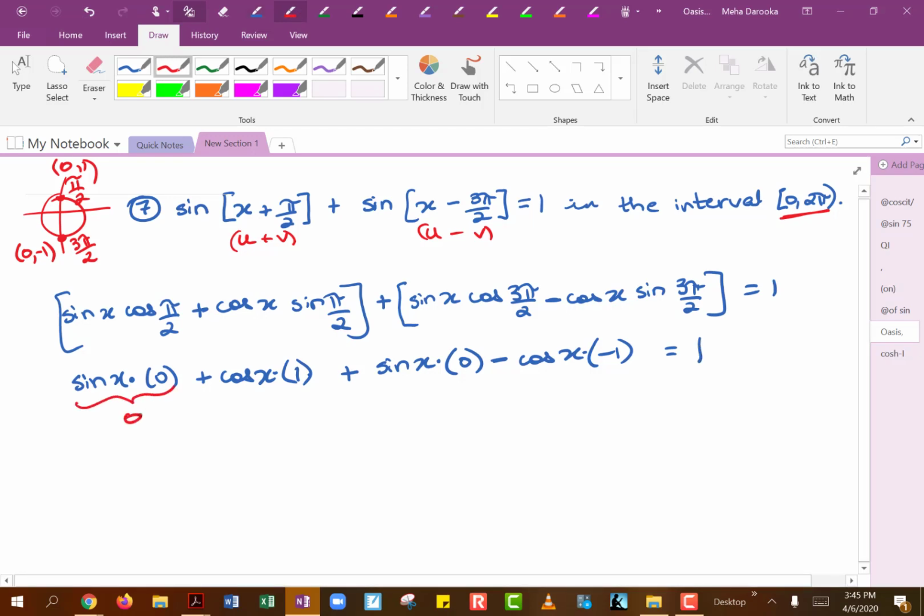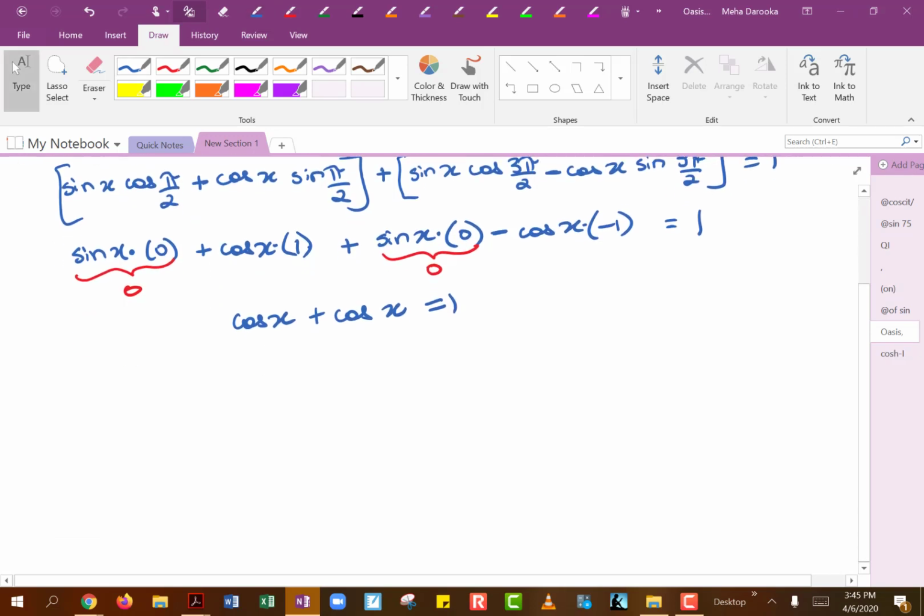So these guys here will become 0. This will also become 0. So then you are left with cosine of x times 1 is cosine of x, minus cosine of x times, well actually that's not going to be a minus, because we are multiplying negative cosine of x with negative 1, so negative times negative will actually become a positive cosine of x. We still have 1 on the right-hand side, so you're adding cosine with cosine. That will be 2 cosine of x.